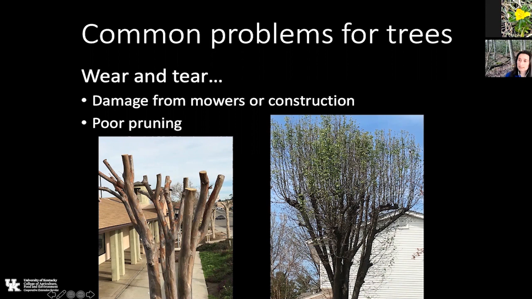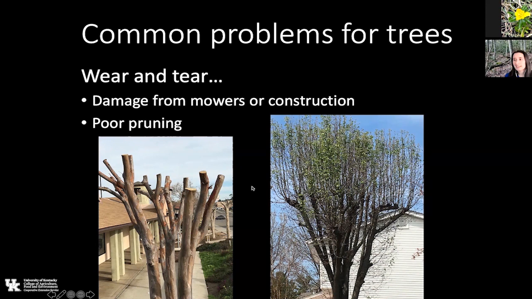And again, each one of these is a great entry point for decay fungi. Once this has happened, you can't go back in time. You can't undo that. So if you can stop that from happening to begin with, that's great. But down the road, you're really looking at assessing the risk that's there, as well as promoting the tree's health overall so that they can try to overcome some of those challenges.